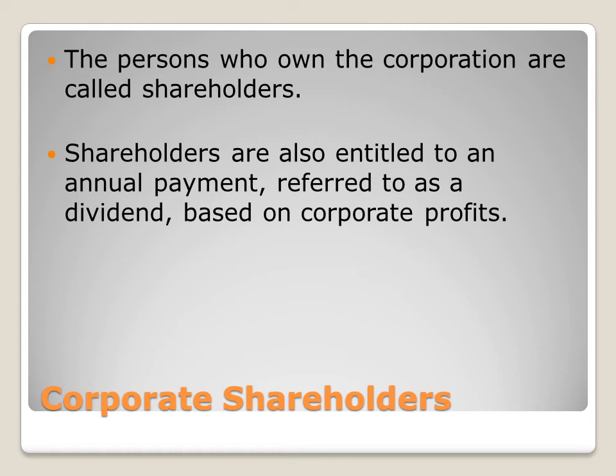The persons who own the corporation are called shareholders. And shareholders are also entitled to an annual payment referred to as a dividend based on corporate profits. When I was young, actually, Dad formed a corporation when I first graduated college. We thought that was pretty cool. At the end of the year, we'd get a decent little check based on the profits. Even if we only had like 5% each, we'd get like a $400 or $500 check, and that was like a big bonus for us. So that was always pretty cool.